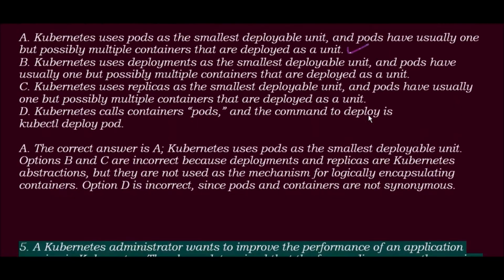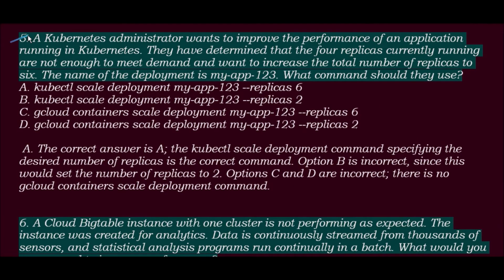Okay, now next question. A Kubernetes administrator wants to improve the performance of an application running in Kubernetes. They have determined that the 4 replicas currently running are not enough to meet demand and want to increase the total number of replicas to 6. The name of the deployment is myapp-123. What command should they use in this case?